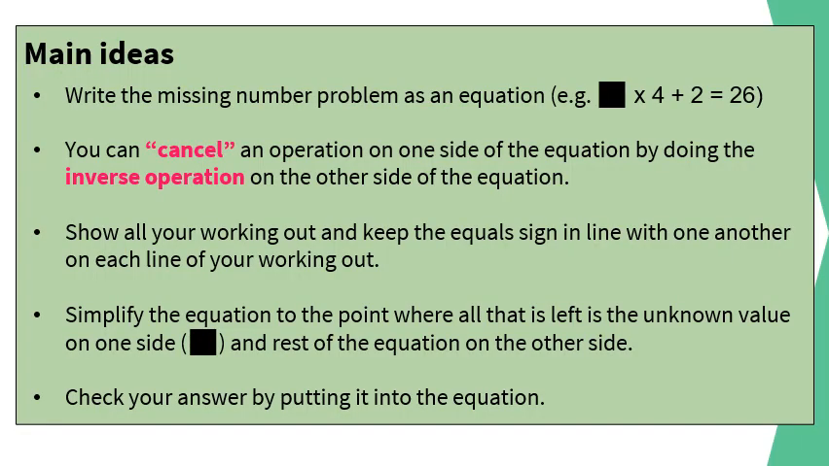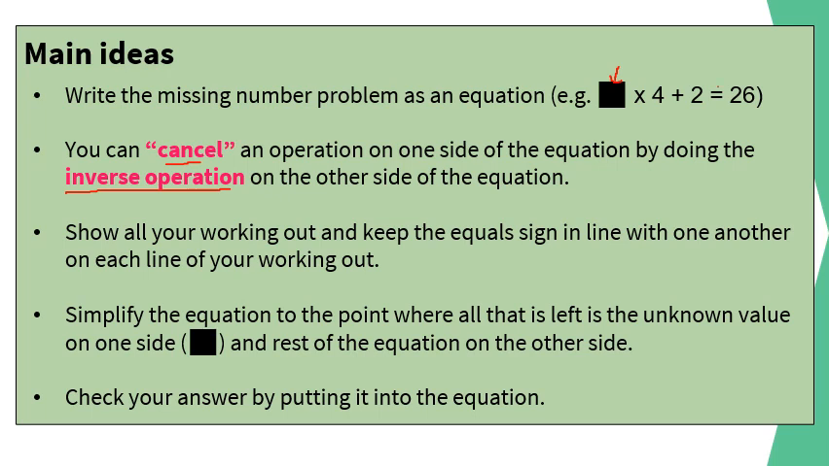Okay, and to sum up for today's lesson, here are the main ideas. So write the missing number problem as an equation. That's the first thing you need to do. And remember, today we've been using this black square as the missing number. Then for the equation, you can cancel an operation on one side of the equation by doing the inverse or the opposite operation on the other side of the equation. So the other side of the equal sign.